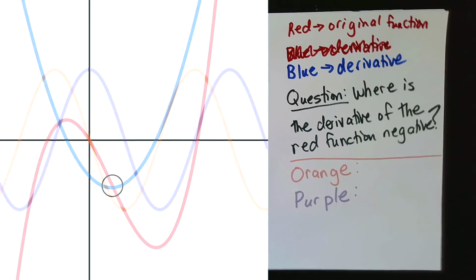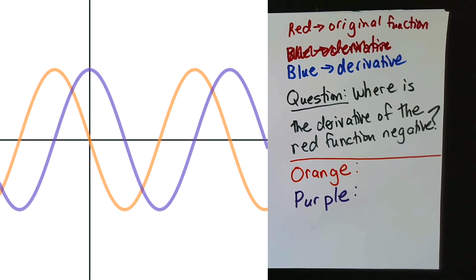I'm going to show you one more pair of graphs. This time I've used orange and purple. One of these is the function, and the other is the derivative of that function. Using just what we've talked about in terms of how the function's graph corresponds to the derivative's graph, I want you to take a moment, pause the video, look at this graph, and tell me, is the orange function the original function, or is the purple the original function? And then I'm also asking effectively, is the orange function the derivative, or is the purple function the derivative?